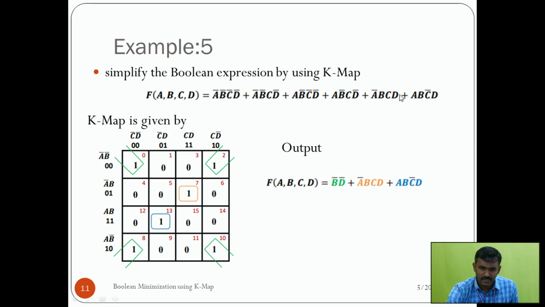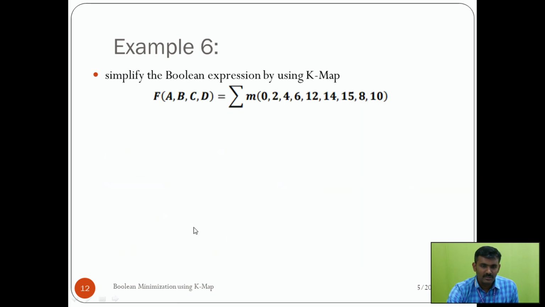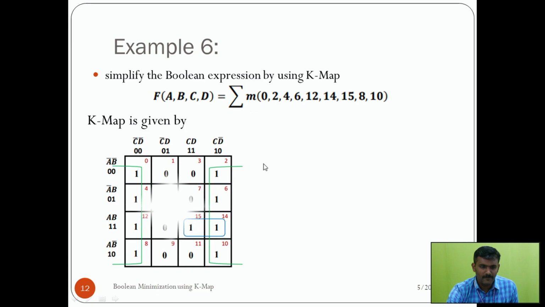When you are simplifying with the help of normal Boolean laws and theorems, it is very difficult to solve this. But with a K-map, it is easy to solve. Then another example. Simplify the Boolean expression using Karnaugh map. So f of A, B, C, D, which means there are 4 inputs, summation over minterms of 0, 2, 4, 6, 12, 14, 15, 8 and 10.